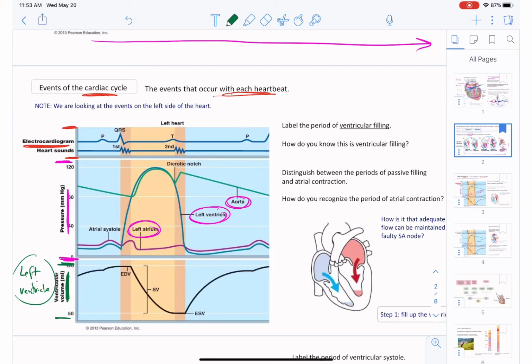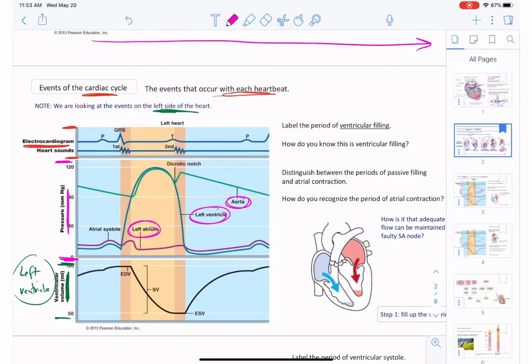in the left ventricle. So again, I want to emphasize that the events that are occurring on the right and the left side of the heart during each heartbeat are the same. But in this figure, we're just going to focus on the events that are occurring on the left side of the heart. But keep in mind that the same things are going on the right side of the heart.